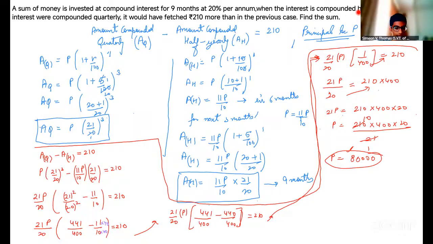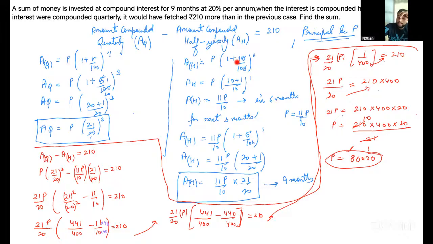So I wrote the value as P. Now I'm calculating for the first 6 months. The rate will not be 5 because we are calculating compounded half-yearly first. The rate will become 10 because 20 is per annum and 10 is for the half year. So I got 11P by 10, which is for the 6 months only. Now that amount becomes the principal for the next 3 months. So I got the answer 11P upon 10 into 21 upon 20. I didn't multiply it. Why? Because I know that in the coming steps it will be easy to simplify instead of writing and multiplying.